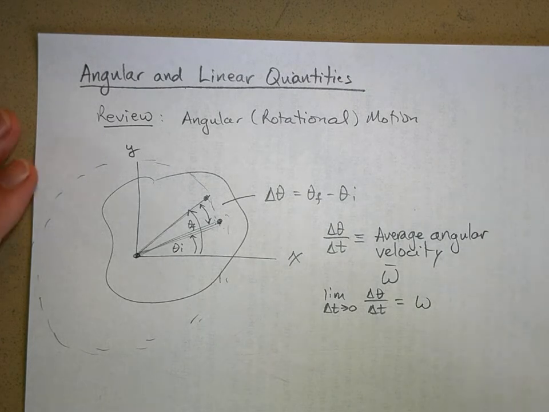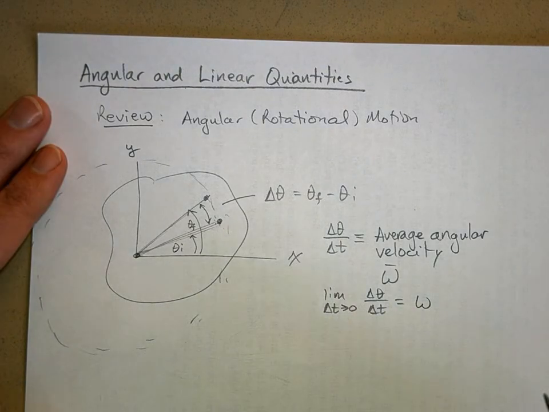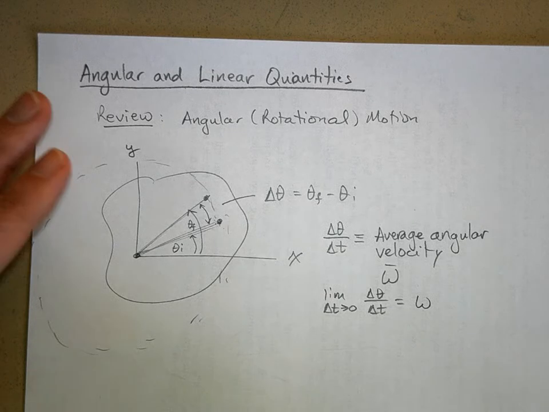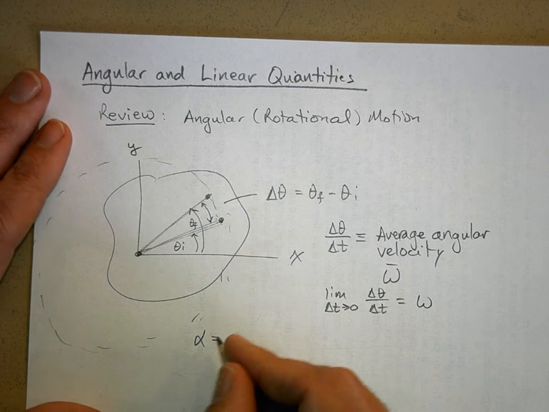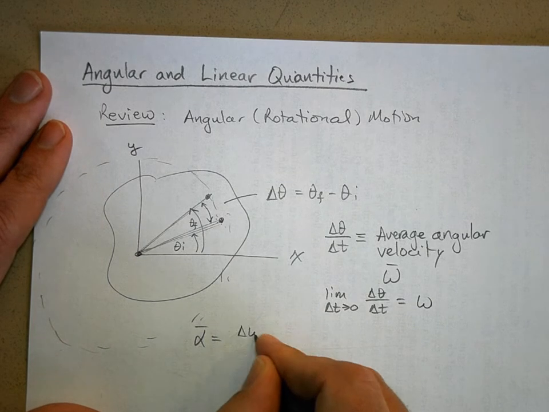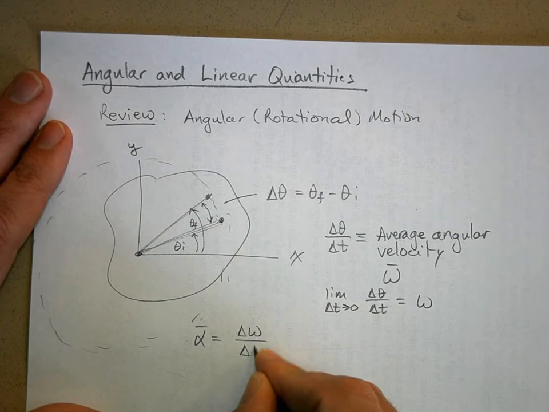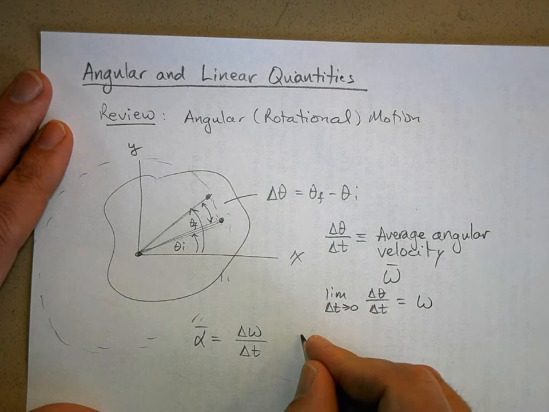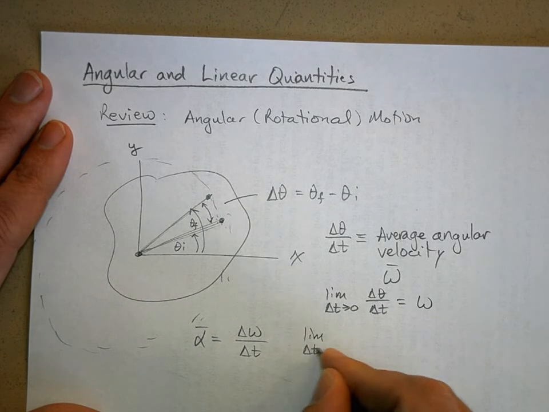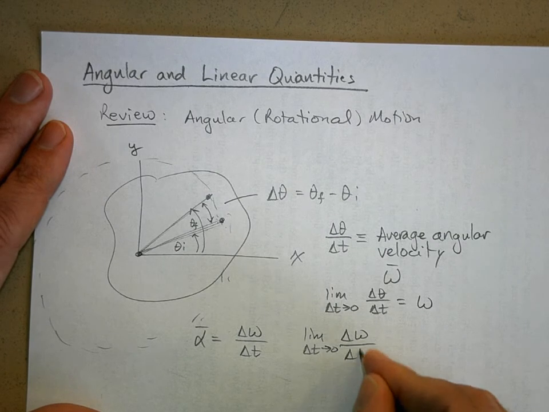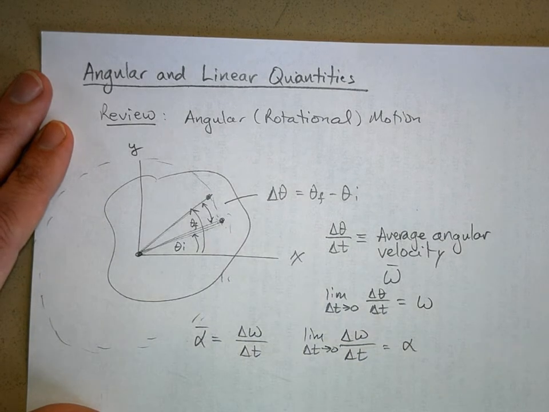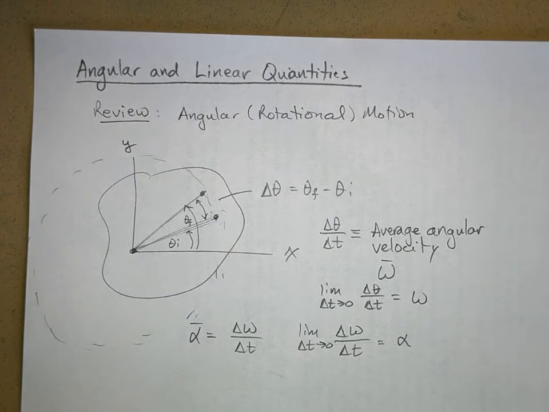And then we said, well, what if I change my angular velocity over time? Maybe I'm going to increase the rate at which this thing rotates. Then we need an expression for angular acceleration. The average angular acceleration is just the change in angular velocity over the change in time. If I take the limit and let delta t go to 0 of the change in angular velocity over the change in time, I get alpha, the instantaneous angular acceleration.